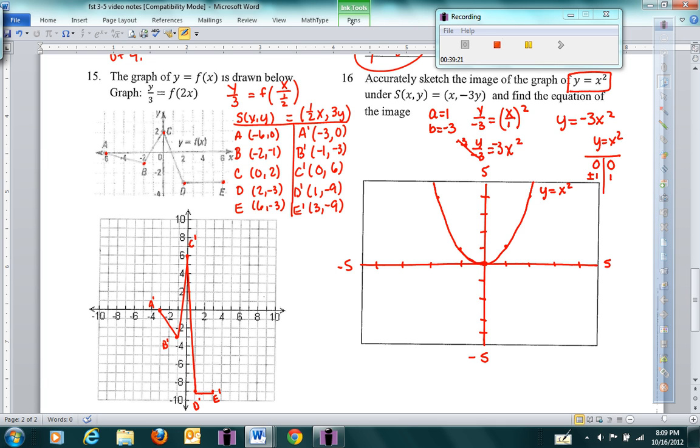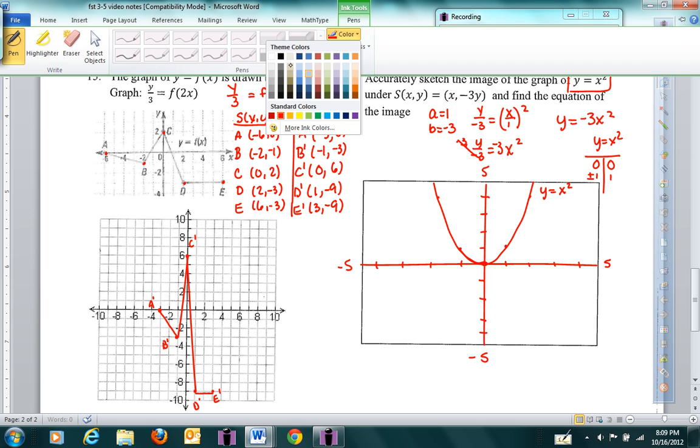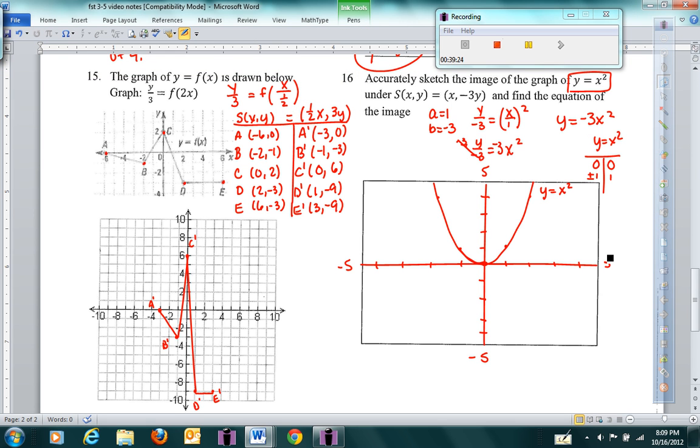Alright, let me just get a different color pen here. Now it wants to do the other one, which is negative 3x squared. Okay, so let's put some numbers in for that. Well, 0 is going to give me 0 again. Plus or minus 1 will give me negative 3.